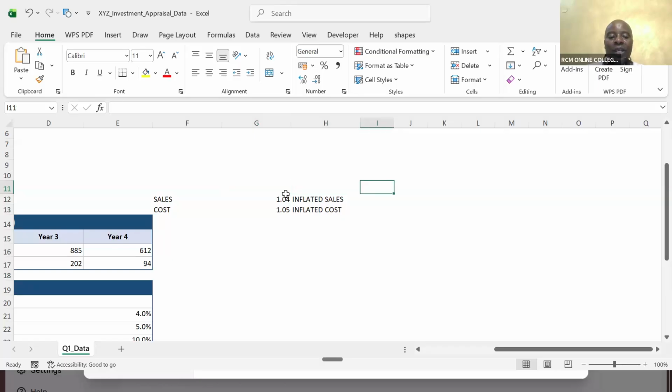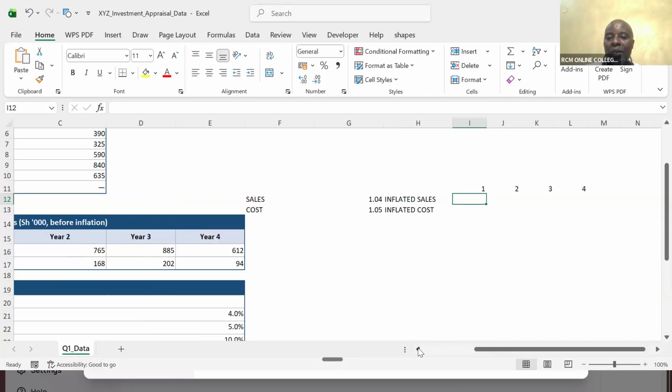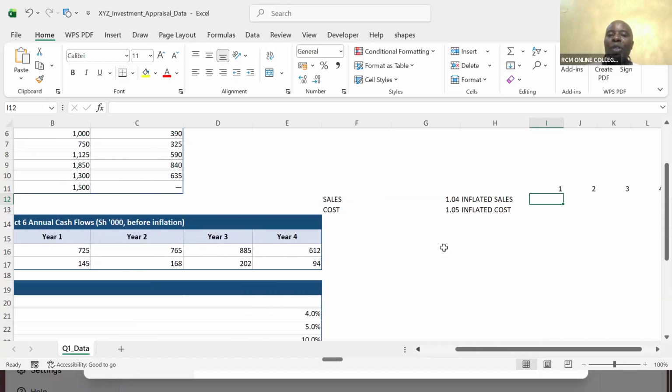So we have year 1, year 2, year 3. They are going up to year 4 only. Now, my good students, please listen to me very well. When it comes to the end of year 1, before I start using Excel to do my inflations, this is how it will look. I should talk of 725. I can see the old one was 725. So I should talk of 725.